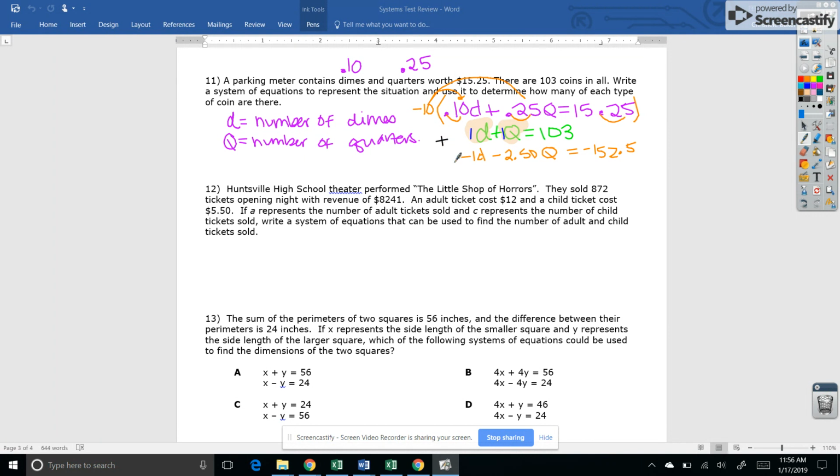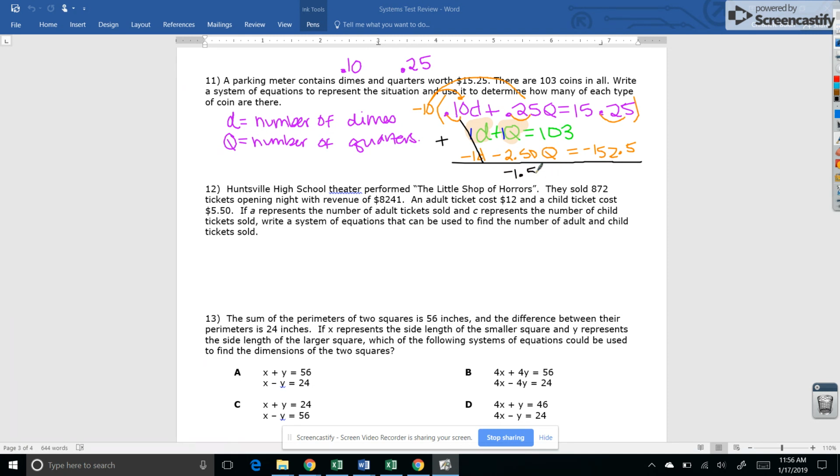All right, so I add. 1d minus 1d cancels out. 1q plus negative 2.5q is negative 1.5q. And then 103 minus 152.5 is negative 49.50. My last step is to divide by negative 1.50.